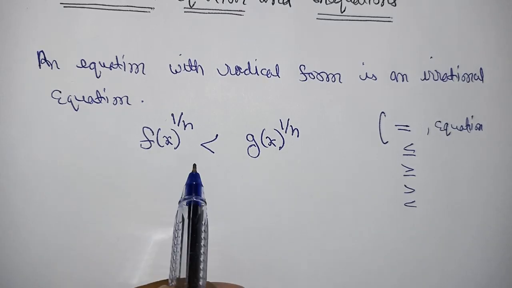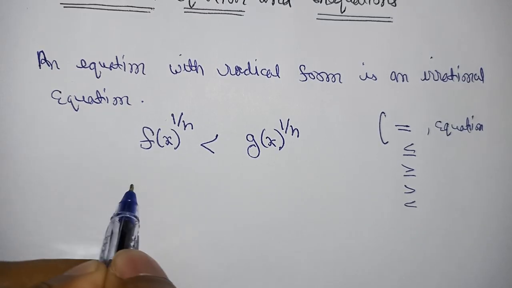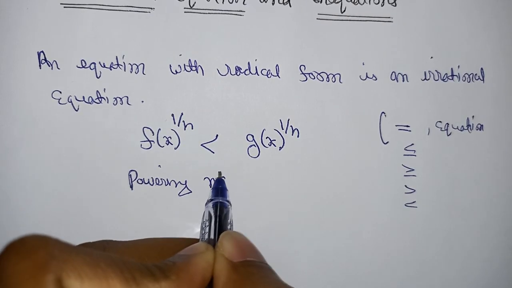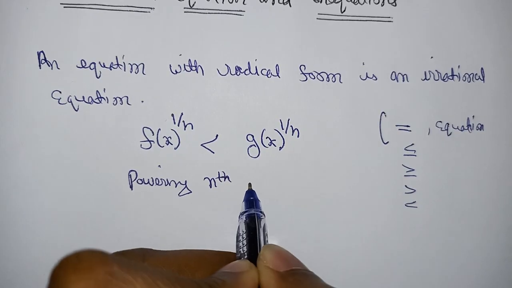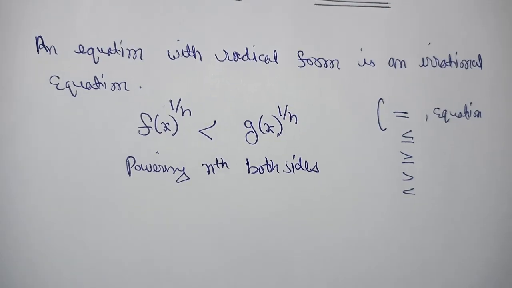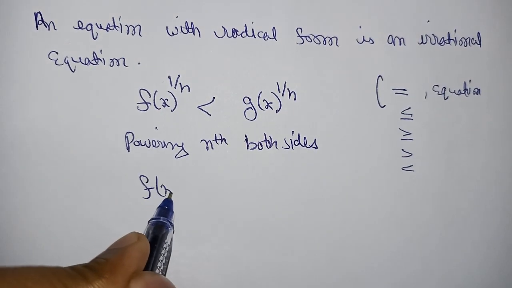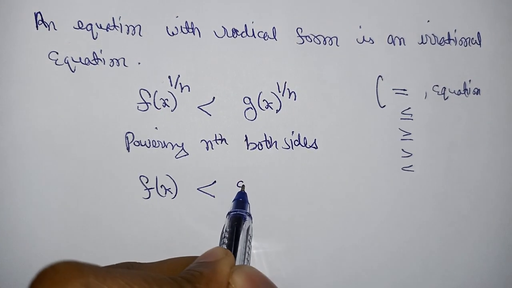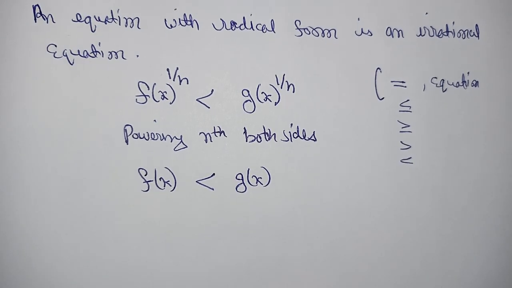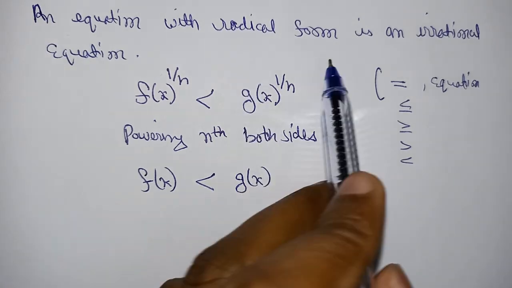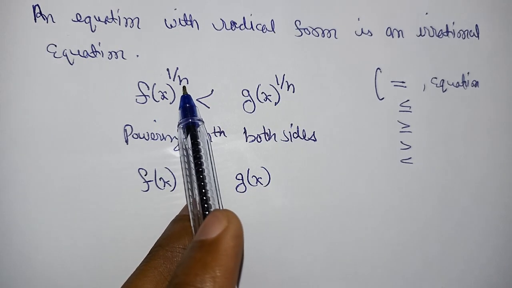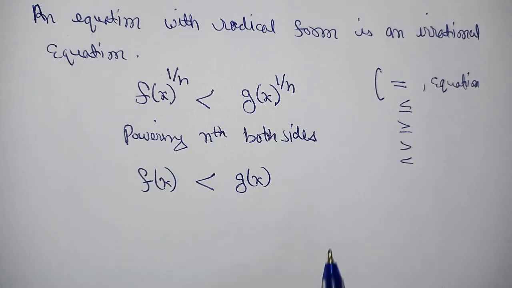So by this what we can do, we can power up both sides by nth power. So what we get, we will get f of x is less than g of x, correct? So whenever we have a radical form, we first just remove this radical power, and this will be f of x less than g of x.